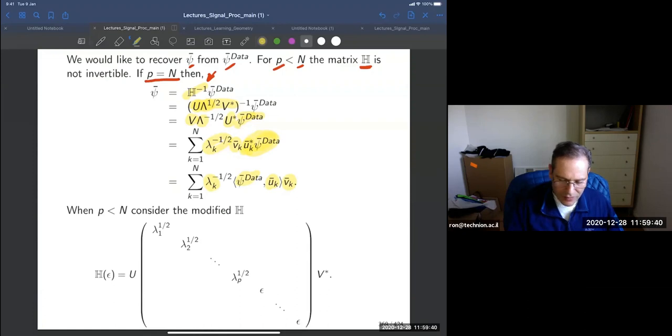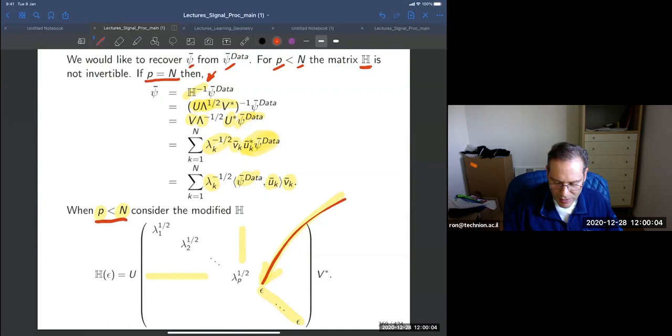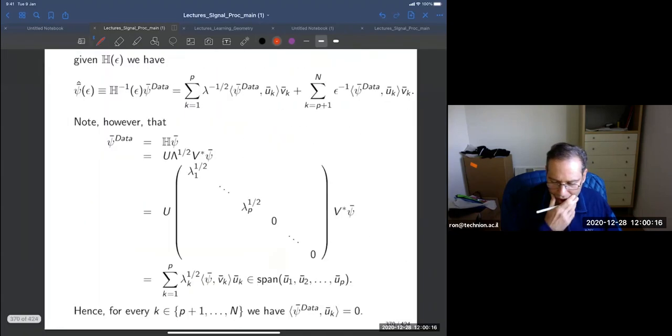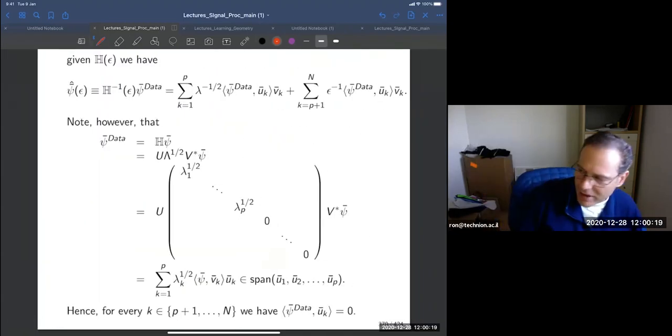Now, if P is unluckily smaller than N, then we have to use something else along the diagonal. And let's, without loss of generality, just inject an arbitrary number epsilon here, okay? So again, now P is smaller than N, so what we have to do is invert zero. And instead of inverting zero, we just assume that H is equal to epsilon along the diagonal of the original decomposition. So what we have right now, and with that we'll stop for today.